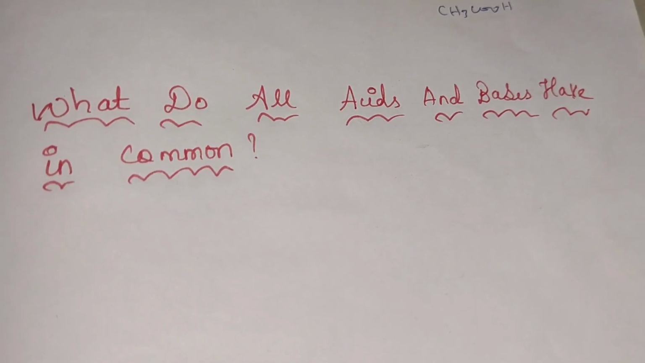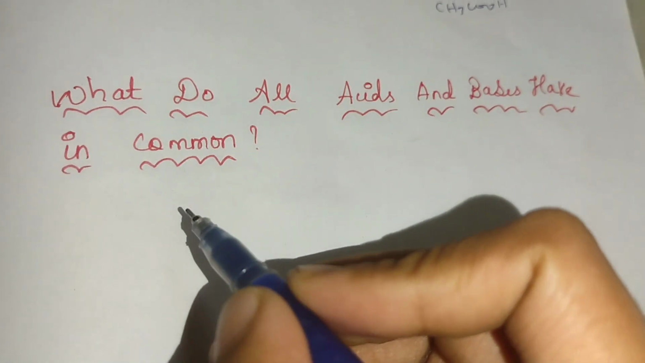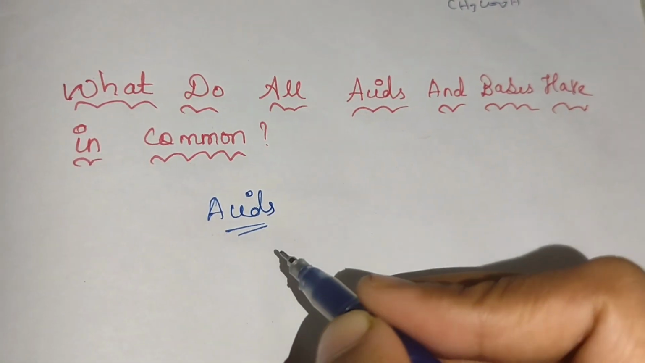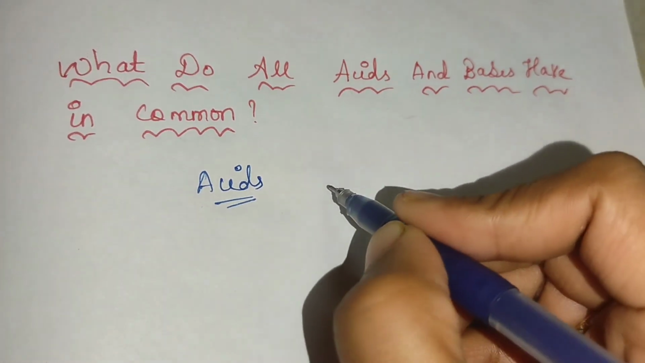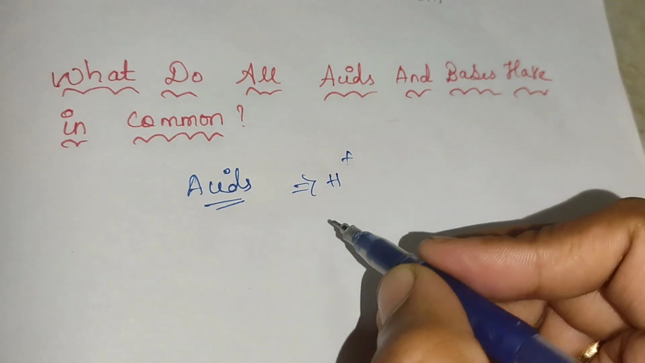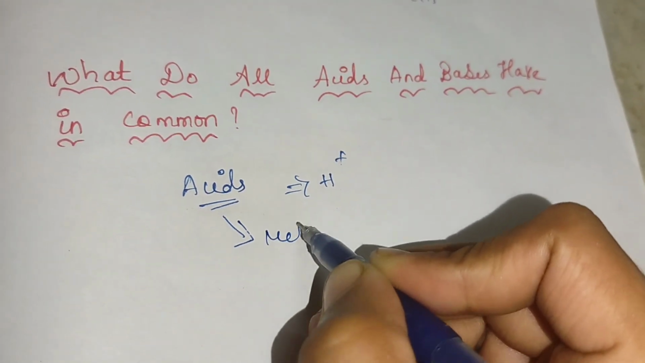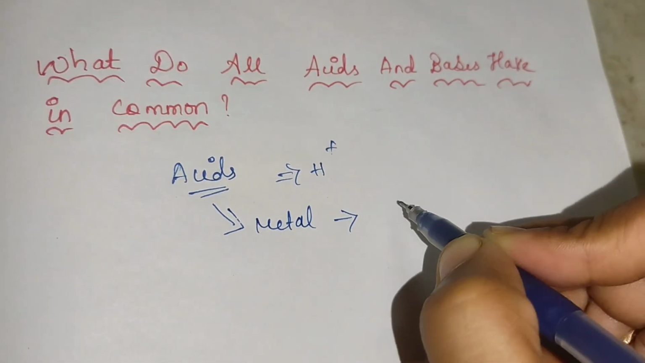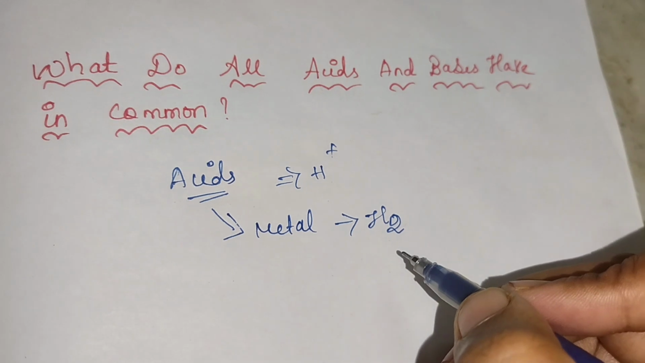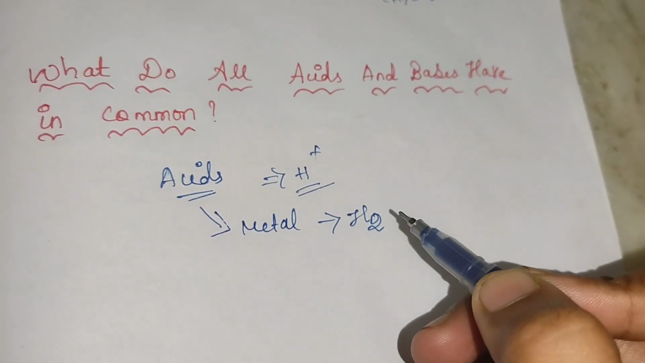Hi guys, today's topic is: what do all acids and bases have in common? First we will see for acids. What do all acids commonly have? H plus ions, hydrogen ions. How? When an acid reacts with a metal, what gas comes out? Hydrogen gas comes out. So all acids commonly have H plus ions.